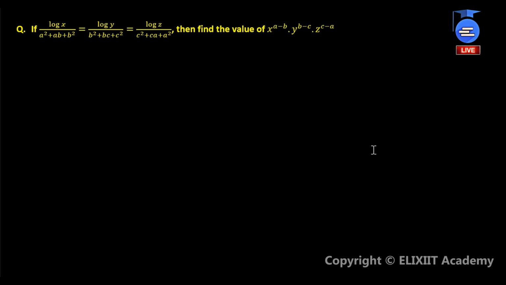Exponent concept. Most constants will cancel out, that is fine. But although this is a cyclic coefficient concept, it is not about coefficients. They are not asking for the cyclic coefficient. We do not have to deal with the coefficients. We have to bring this in the form of x to the power a minus b.